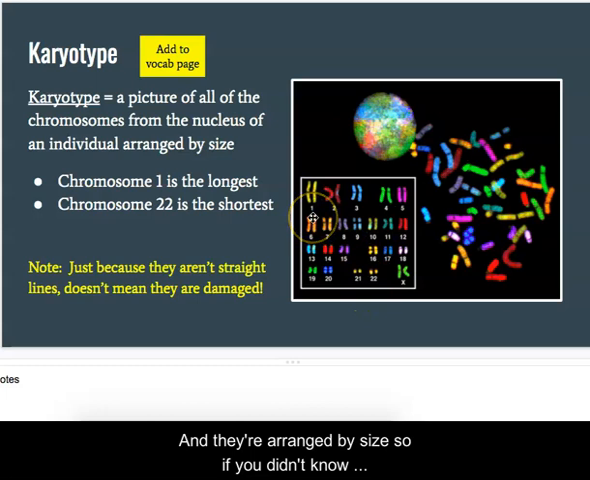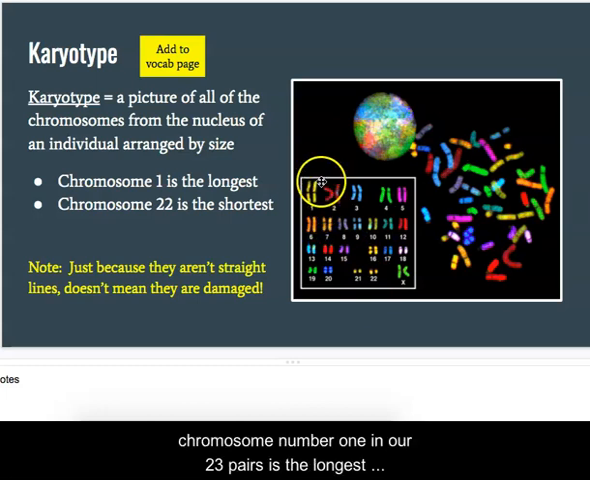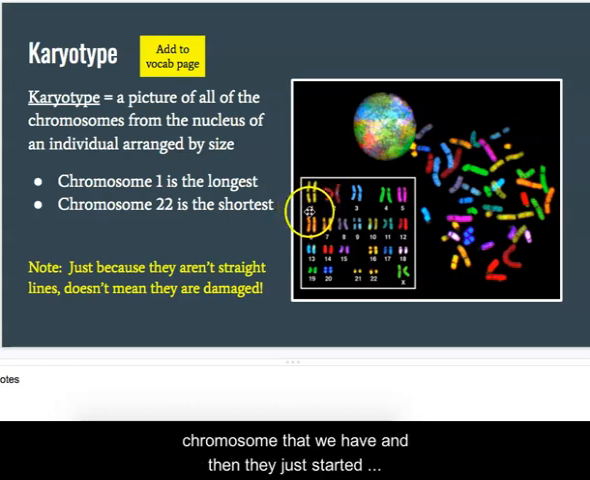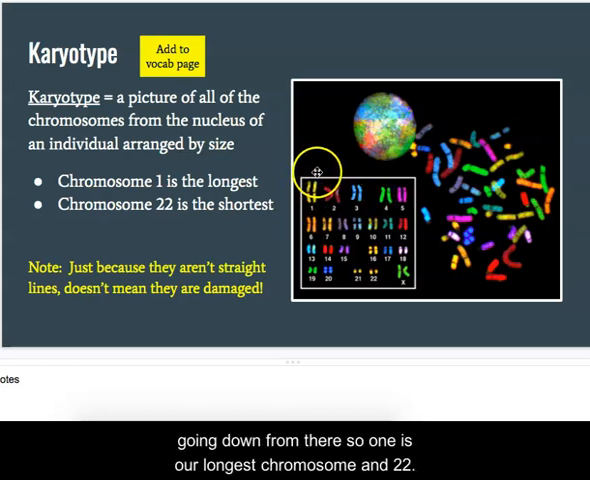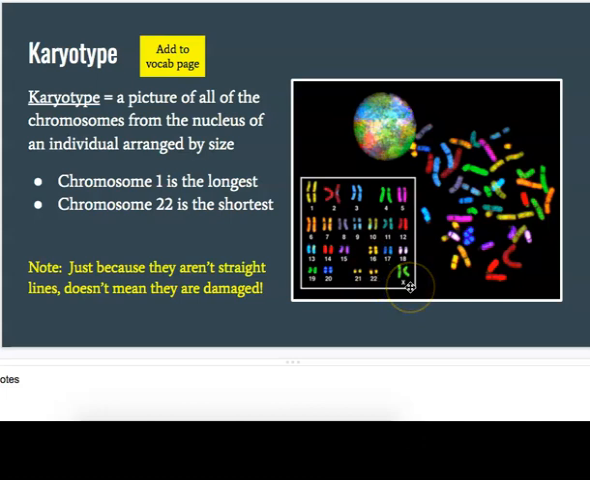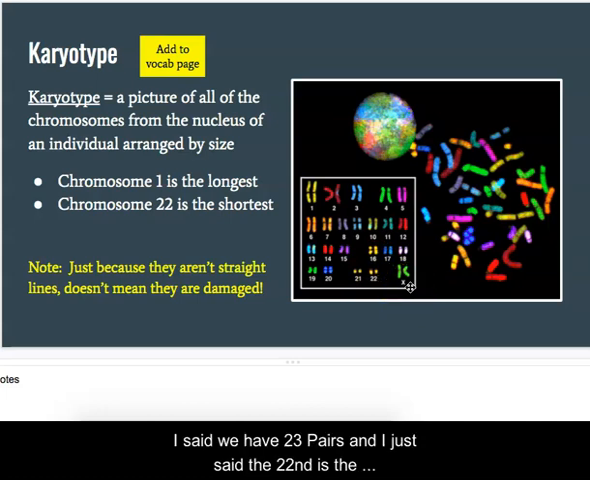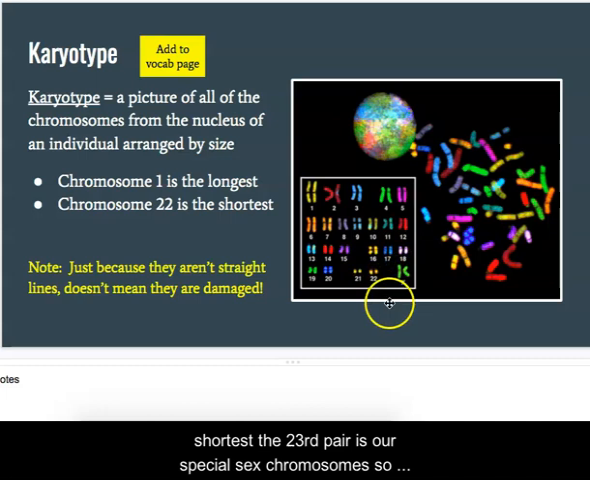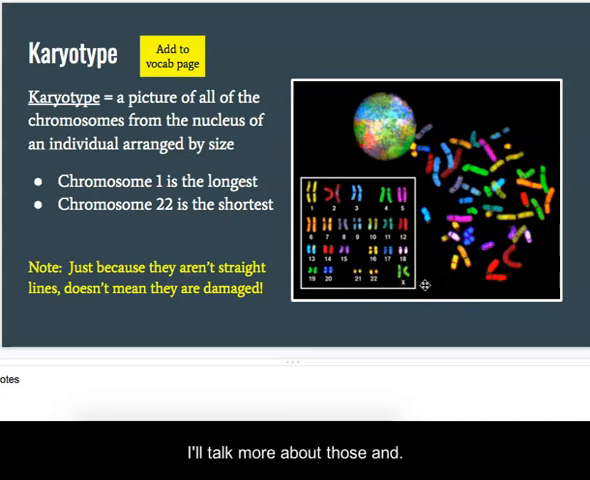And they're arranged by size. So if you didn't know, chromosome number 1 in our 23 pairs is the longest chromosome that we have. And then they just started going down from there. So 1 is our longest chromosome, and 22 is our shortest chromosome. And I'll mention in a minute, I said we have 23 pairs, and I just said the 22nd is the shortest. The 23rd pair is our special sex chromosomes. So I'll talk more about those in a minute.